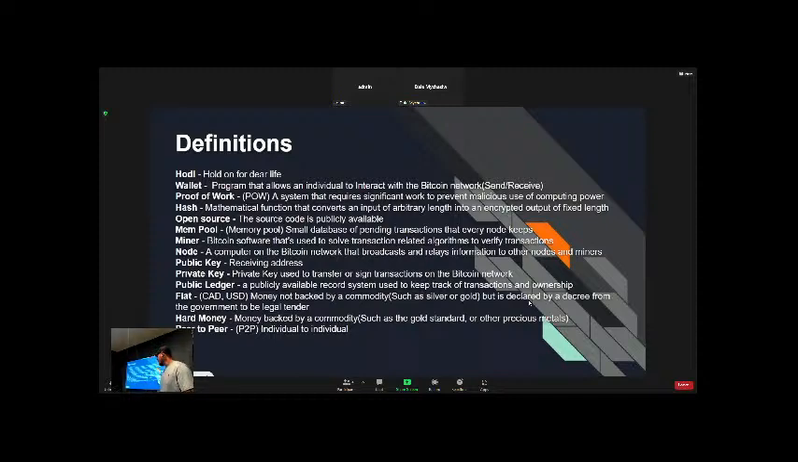Fiat is money not backed by a commodity, and is declared by decree by the government to be legal tender. Hard money is backed by a commodity such as gold or silver. And then we have peer-to-peer: individual to individual, me to you.